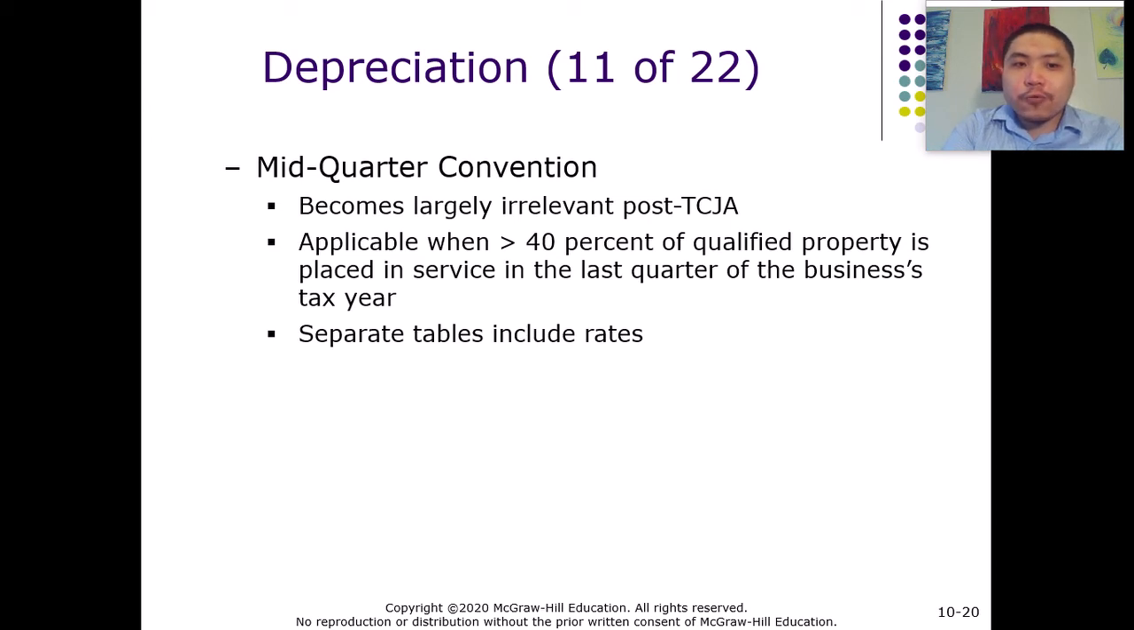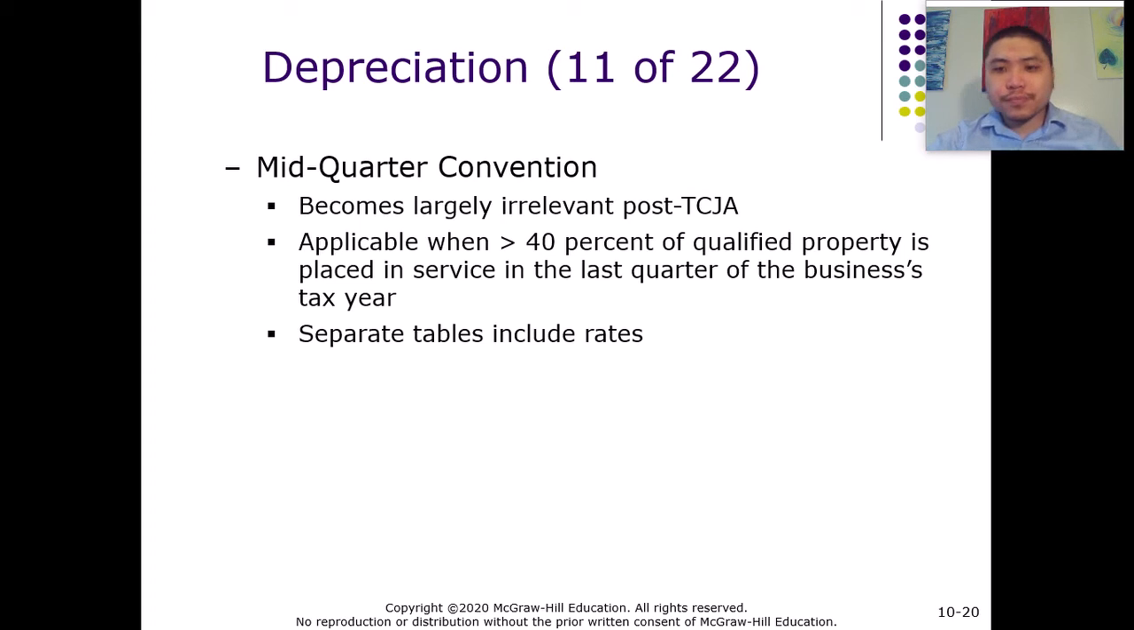For the mid-quarter convention, if more than 40% of the property of the asset is placed into service in the last quarter of the business tax year, then the business has to use the mid-quarter convention. And under the mid-quarter convention, the amount of depreciation expense allowed is much less than under the half-year convention.